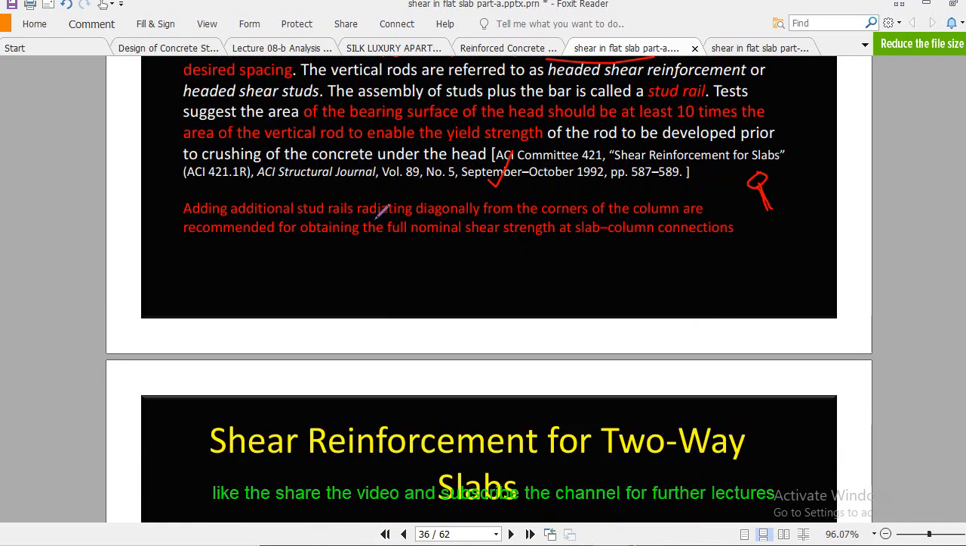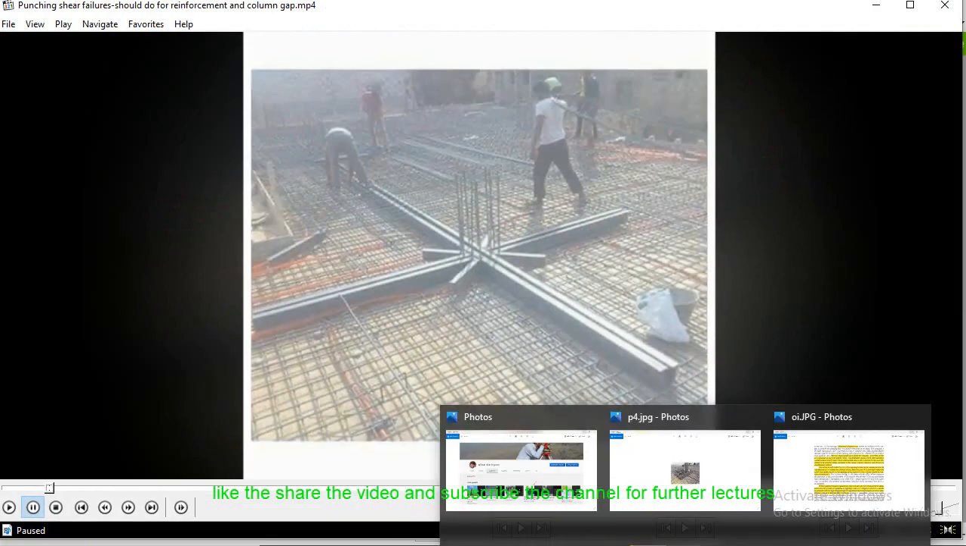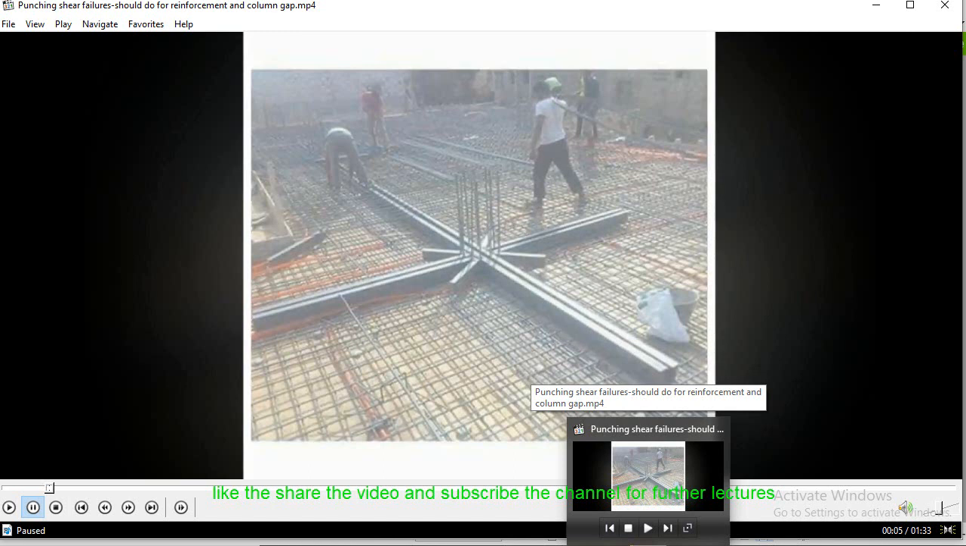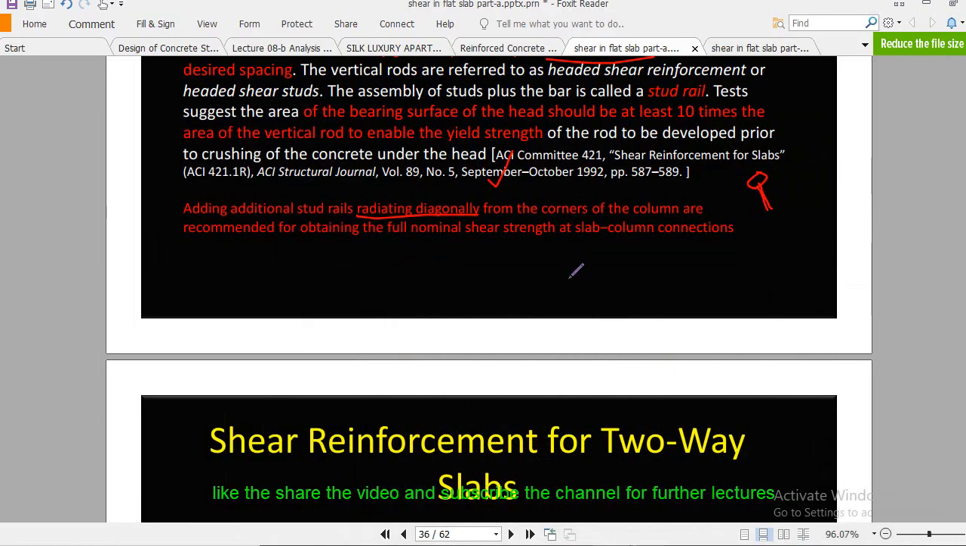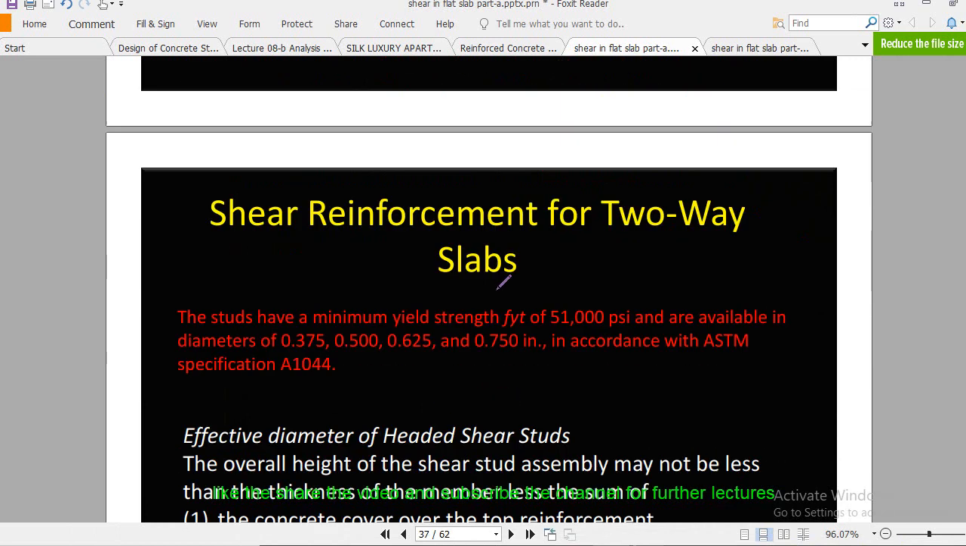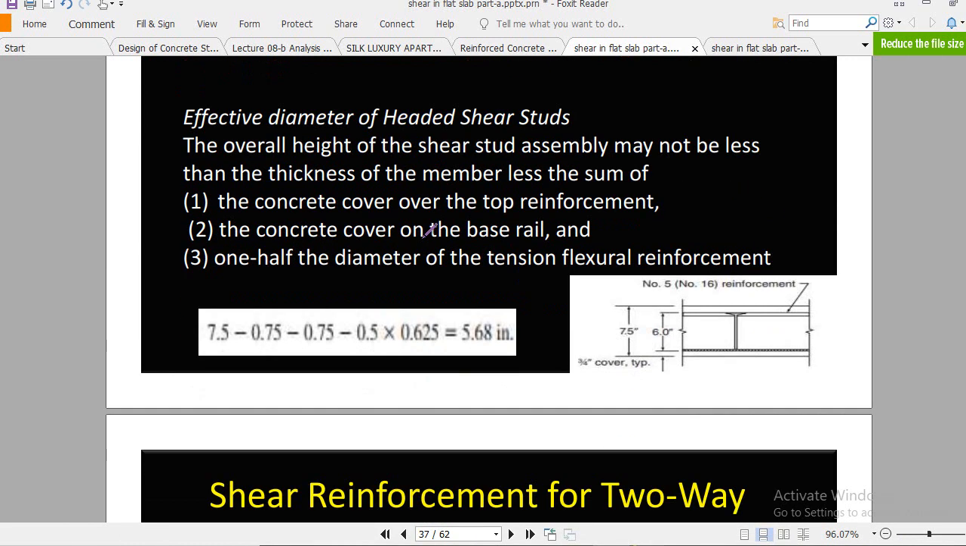Adding additional stud rails radiating, I already explained. You have to provide such as you see here, not in this video but in a previous video which I will share, that the studs are provided in the radial direction as well. Now shear reinforcement for two-way slabs. These are the stud strength, that is fyt, which will be 51 ksi, and these are the various diameters of the stud.